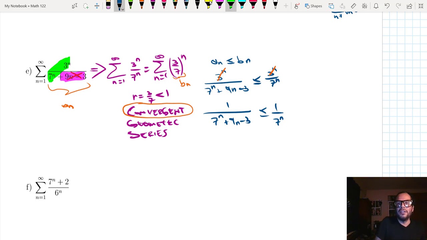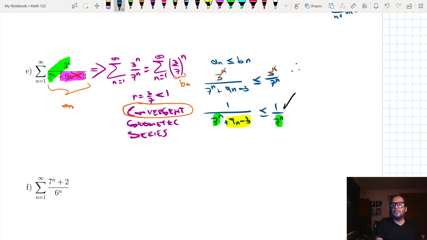Again, notice the 7 to the n appears on both sides of the denominators of the inequality. However, look at these extra terms. These extra terms are going to add numbers to the denominator, making it larger than just 7 to the n. So in this case, this is a true inequality.